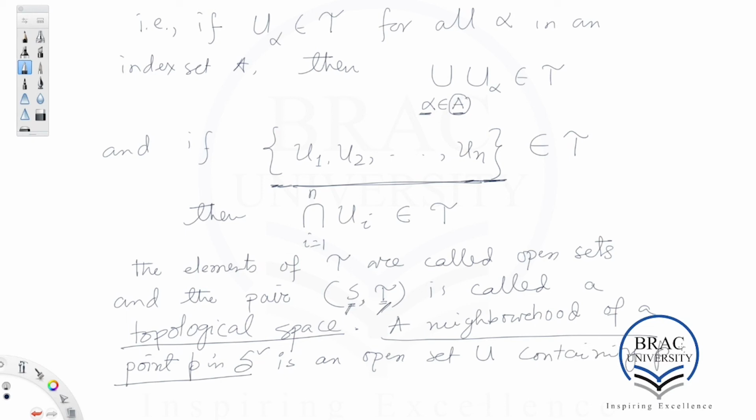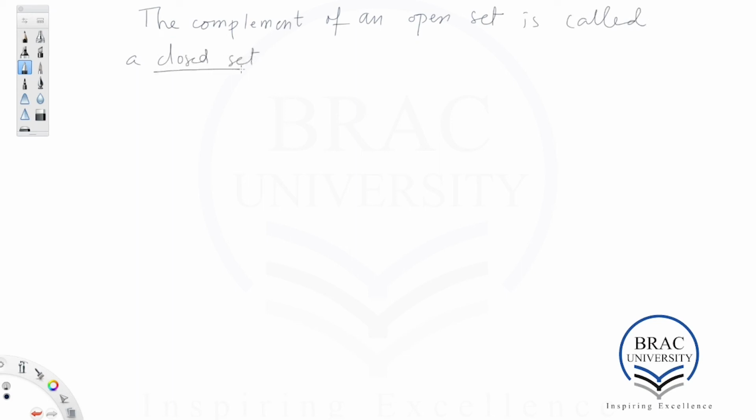All right. Now that we know what is meant by open sets, we move to the notion of closed sets, which are the complements of the open sets. So the complement of an open set is called a closed set.